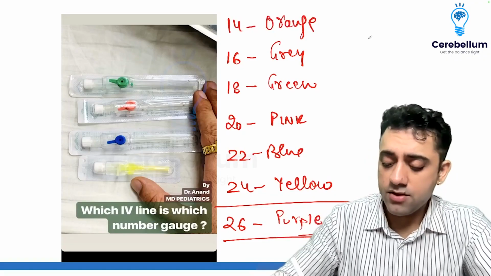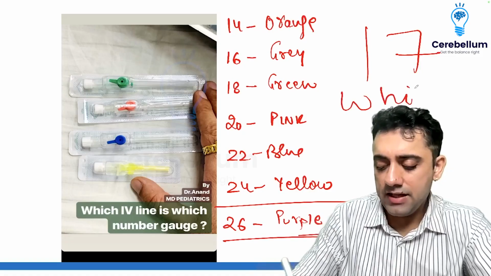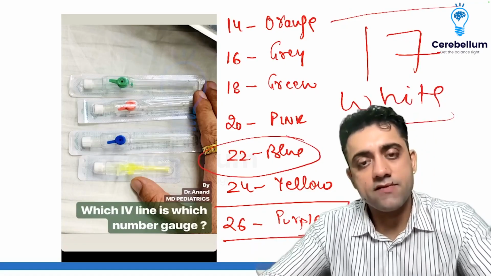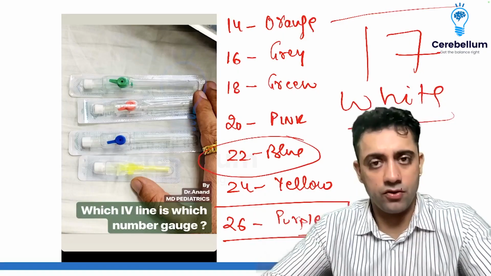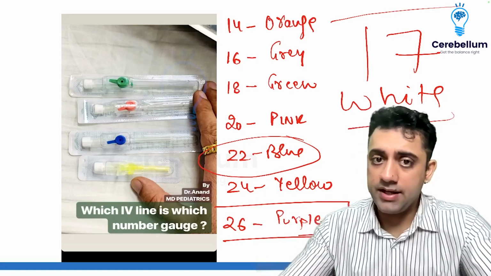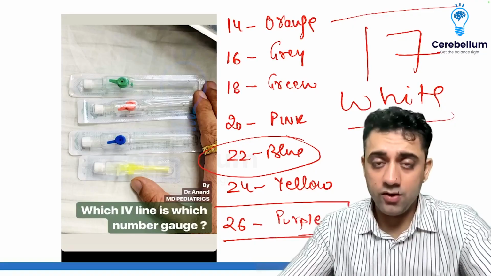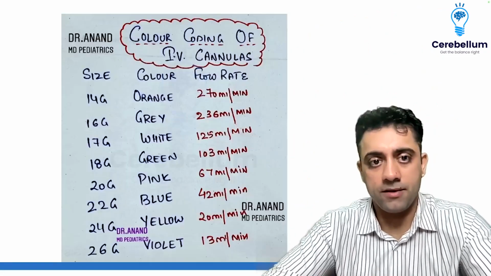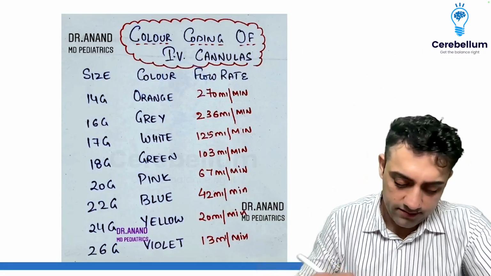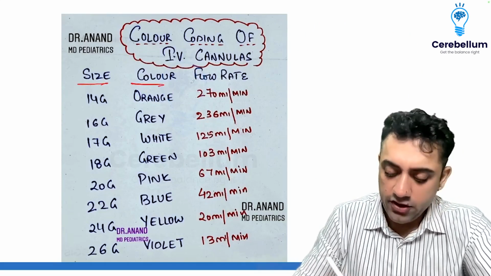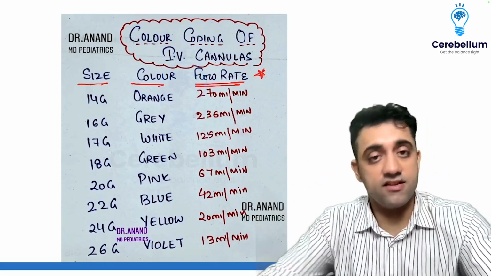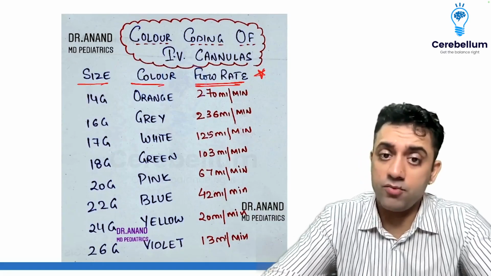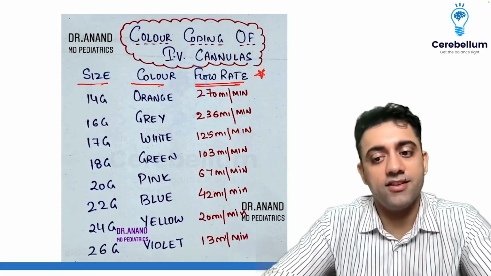All are even numbers, except one, that is 17, which is a white color cannula. This is very important. The exam question was this one: blue color cannula is which number? 22 number is blue color cannula. So gray green 16 18, 20 pink, 22 blue, 24 yellow, 26 purple, 14 thickest orange, and 17 is white, an odd number. This is the size of the cannula, and I told you the color. Flow rate also, in some questions they had asked the flow rate, but even if I die, I'll never remember flow rates. Flow rates are boring, I'm not going to remember. If you want to remember, enjoy.